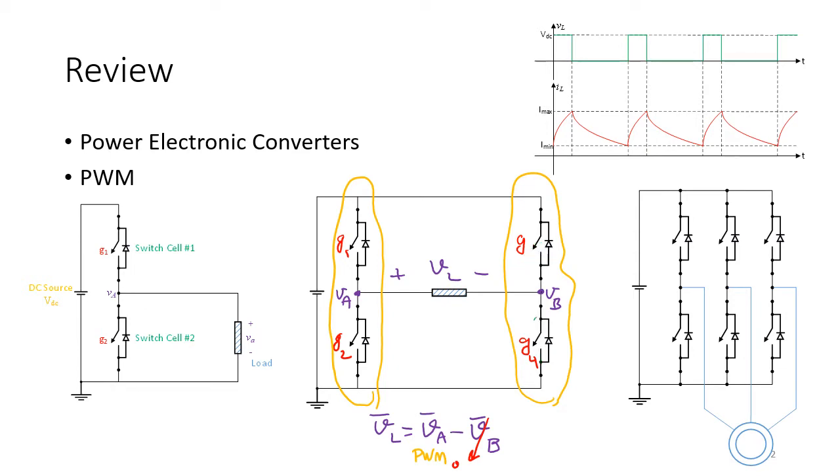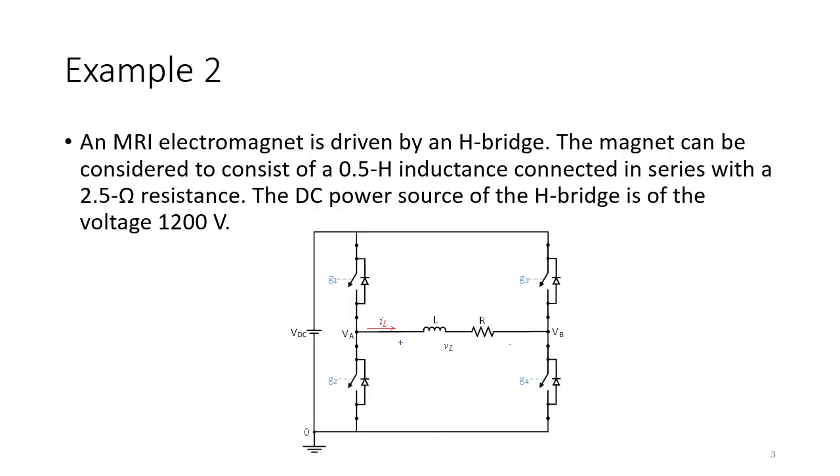If we do it the opposite way, meaning put G3 on and turn off G4, put G2 on and put G1 off, then VA will be 0, and now we can use PWM for VB, so we can get negative voltages across the load if we want. So we were talking about this part, and then we came to an example when time ran out. We're in the middle of example 2.